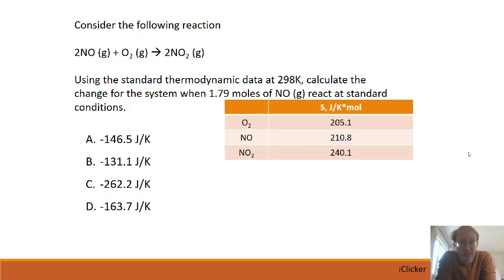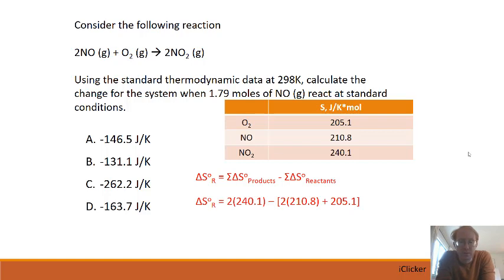So we're going to do the exact same thing to start. I need to calculate my delta S for the reaction, and then we're going to consider the specific amount of nitrogen monoxide. I don't need to deal with that until the very end. So the beginning is exactly the same thing. Products minus reactants. So I set up my values: 2 times 240.1 minus 2 times 210.8 and 205.1. That gives me my delta S of negative 146.5 joules per Kelvin per mole.